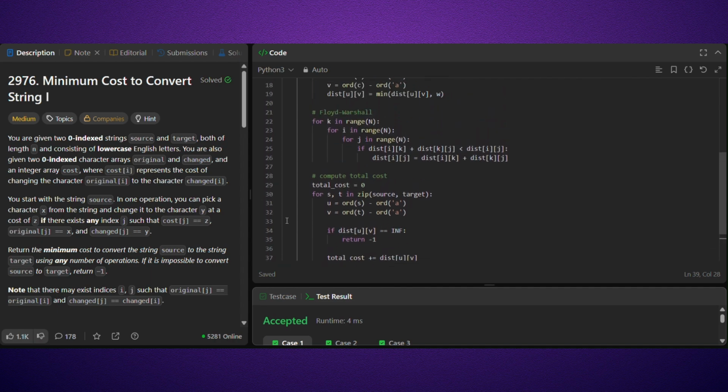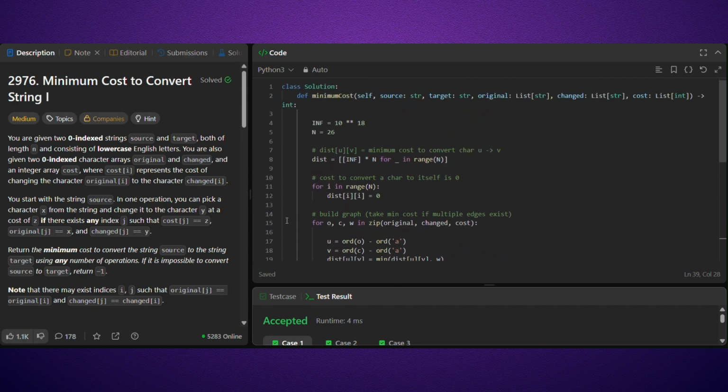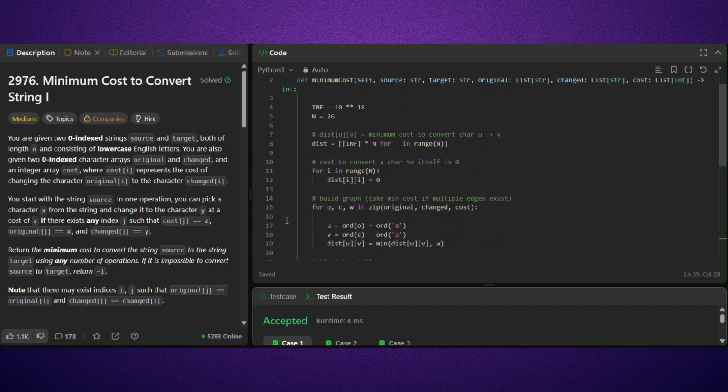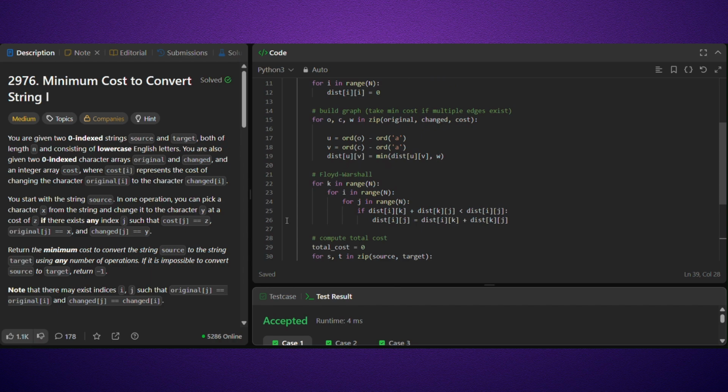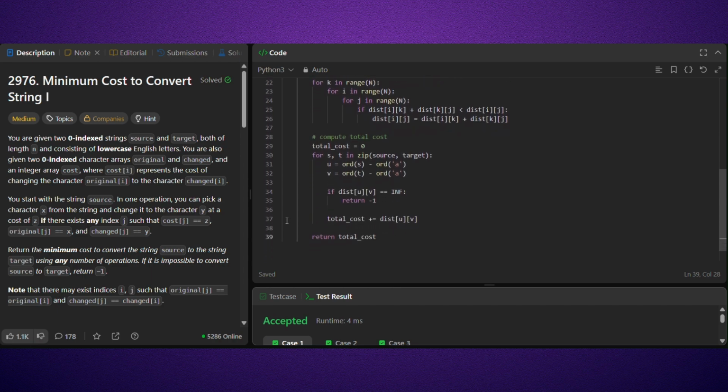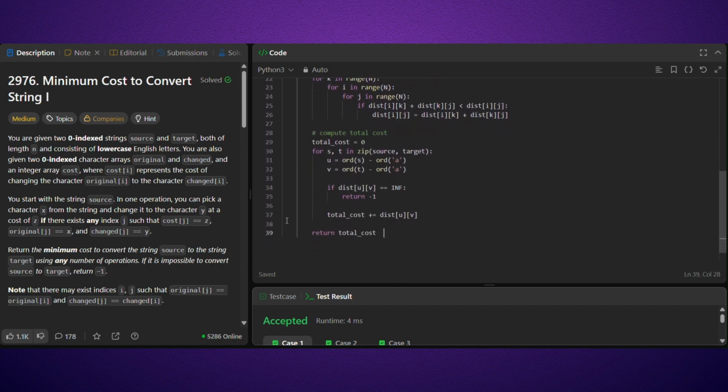Space complexity. The conversion table stores costs for all pairs of 26 characters. Since this size is fixed, the space usage is constant. Space complexity is big O of 26 squared. Common mistakes and edge cases are forgetting multi-step transformations, running Dijkstra per character, which is overkill, not taking the minimum cost for duplicate rules, and assuming a direct conversion must exist.